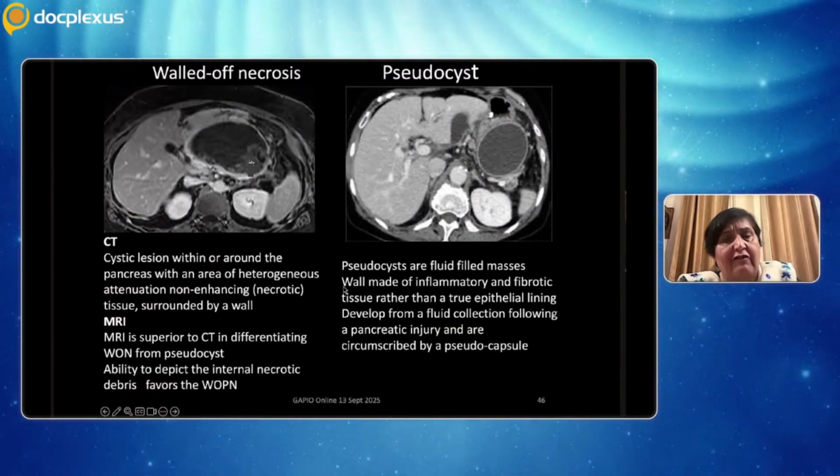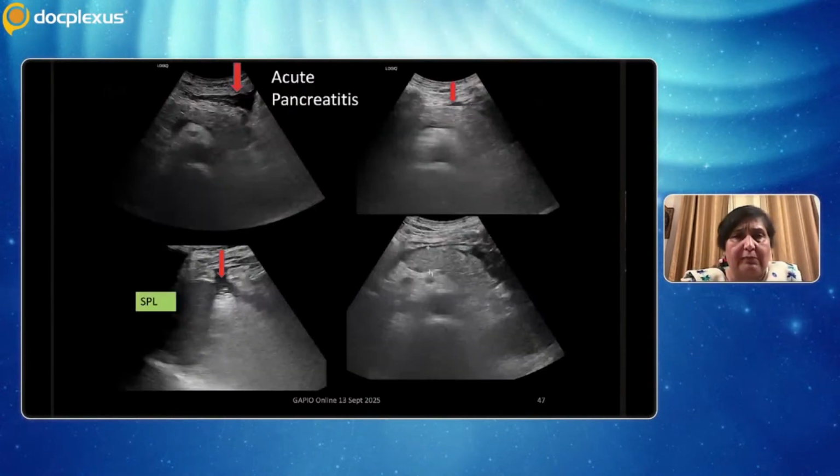Pseudocysts, of course, are fluid-filled masses. The wall is made up of inflammatory and fibrotic tissue. It doesn't have a true epithelial lining. That's why it's called a pseudocyst. And they develop from a fluid collection following pancreatic injury circumscribed by a pseudocapsule.